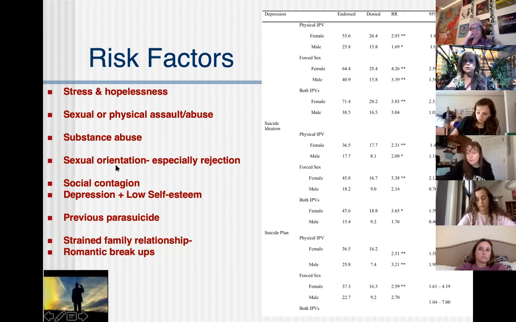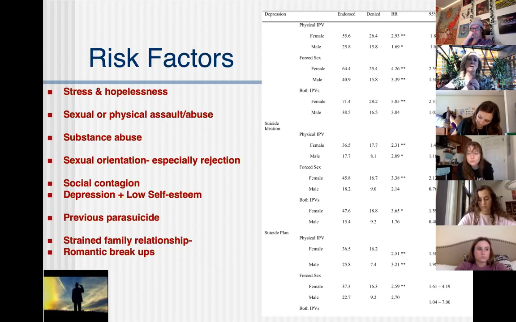We also know that LGBTQ individuals, particularly when they are questioning and first starting to come out, particularly if they have come out and they have been rejected by a potential romantic partner, rejected by a family member, rejected by a close friend, that is very high risk. Okay.